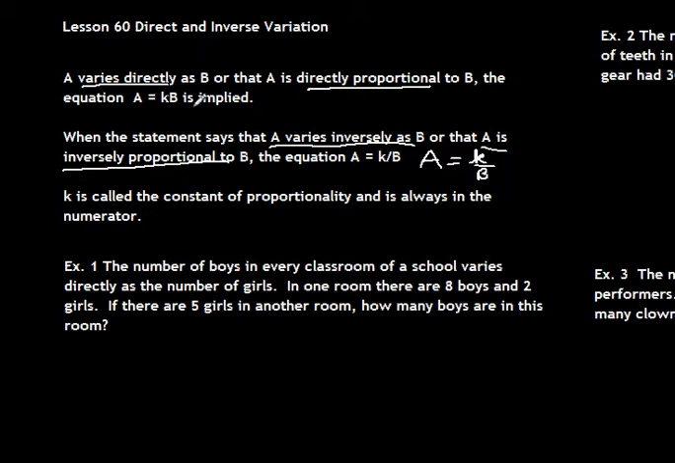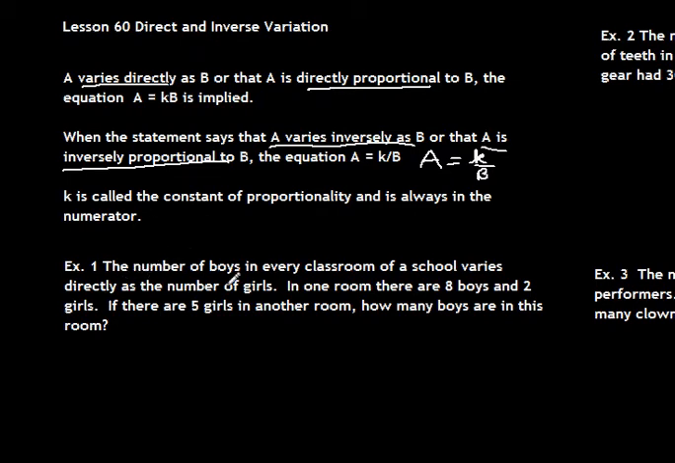K is in both of these. K is called the constant of proportionality. That's just a fun thing to say. And it's always in the numerator. Now to help you understand that, we're going to do 3 examples and maybe it will come clear to you.